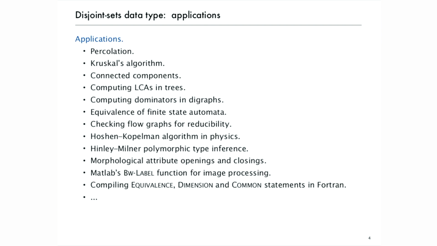Kruskal's algorithm, connected components, computing LCA. Do you know what the LCA is? Lowest common ancestors. Also checking flow graphs for reducibility, equivalence of finite state automata, and so on. Several applications. All I'm saying is that this data structure is very important. Whenever you want to maintain things in equivalence classes, think of this data structure. That's a way to look at it, right?